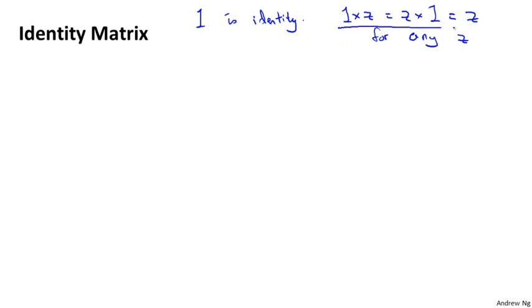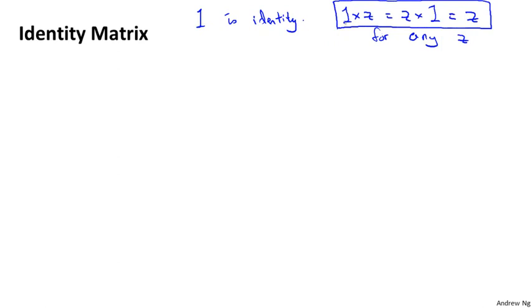Finally, I want to tell you about the identity matrix, which is a special matrix. So let's again make the analogy to what we know of real numbers. When dealing with real numbers or scalar numbers, the number 1 is the identity of multiplication. What I mean by that is that for any number z, 1 times z is equal to z times 1, and that's just equal to z, for any real number z. So 1 is the identity operation and satisfies this equation.